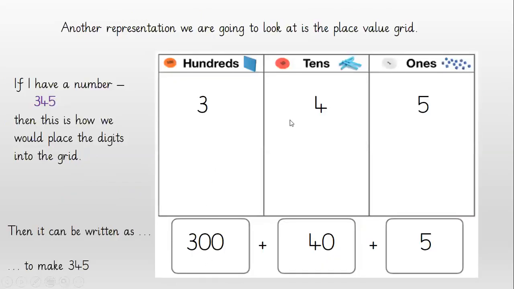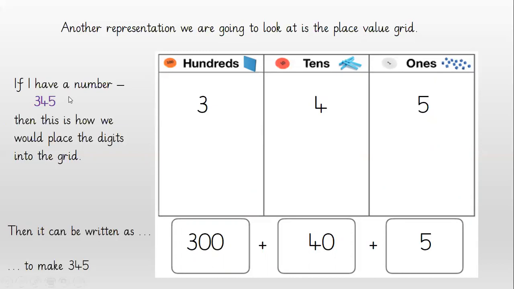The next representation we're going to look at is the place value grid. Now, we've got hundreds, we've got tens, and we've got ones. I'm going to use the number 345. And if you remember, I told you that your ones digit always stands at the end of your number. Tens is right next to the ones, and your hundred stands next to the tens. You need to be really careful about how you place the digits on your place value grid.